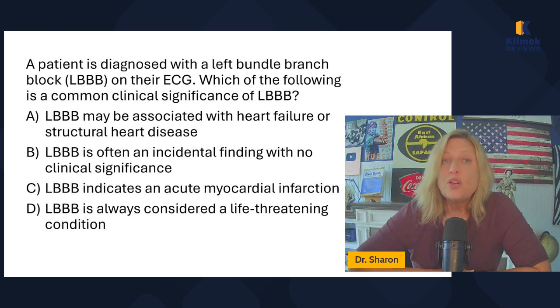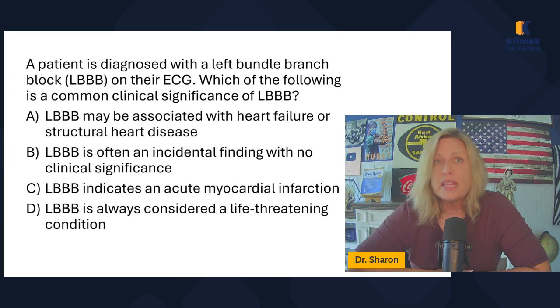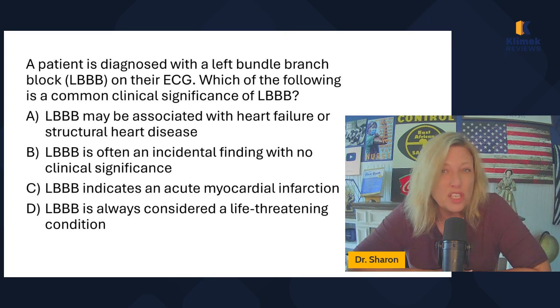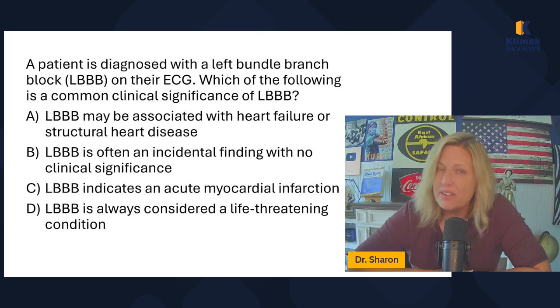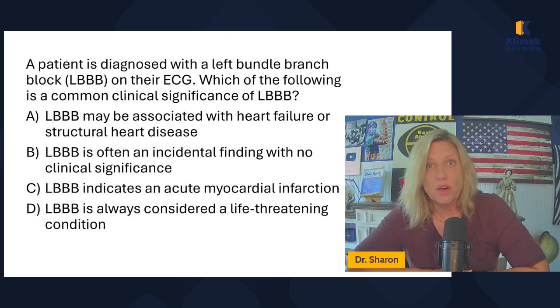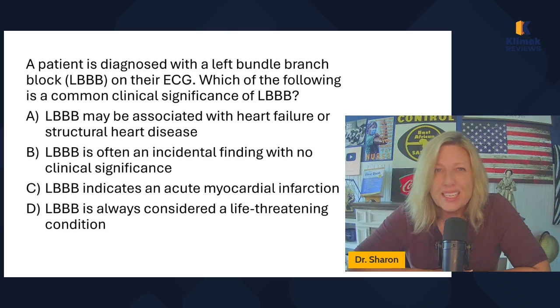If it's a brand new bundle branch block, like yesterday they didn't have one and today they do, well, then I'm probably going to look to see what changed, what's going on, because that's a conduction problem. All of a sudden they didn't have a conduction problem. Now they do have a conduction problem, right? All of a sudden they have a block somewhere. They didn't have a block. What's the most common reason somebody gets a block? Honestly, it's either hypoxia, electrolyte imbalance, or ischemia. Okay. Those are very common reasons somebody suddenly has an electrical change.